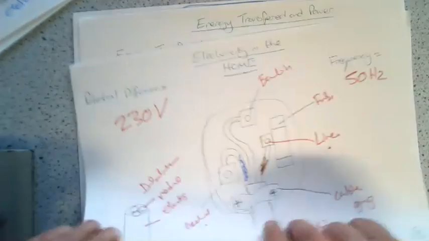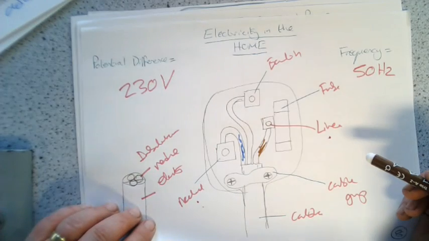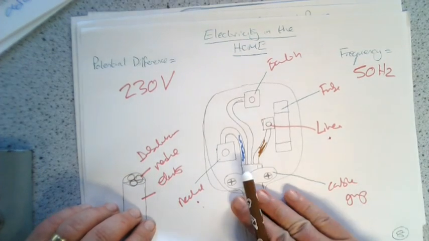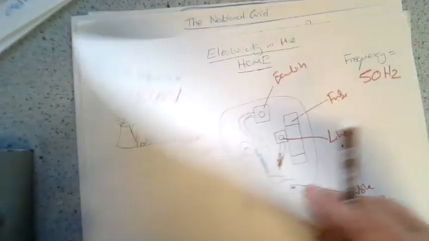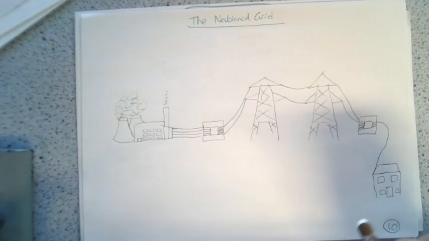Now, they might ask you a question about that plug to actually say, what do we mean by double insulation? That just means the cables are made out of plastic, the plug body is made out of plastic, therefore it reduces the chance of electrocution.